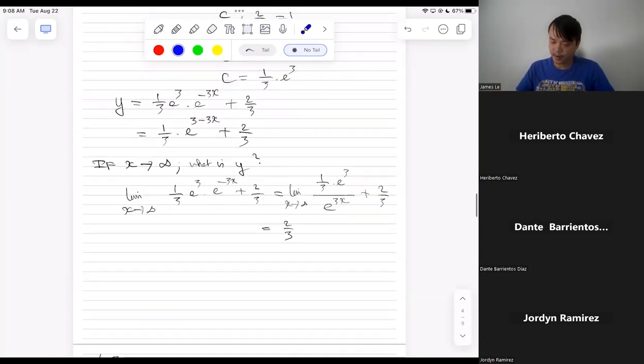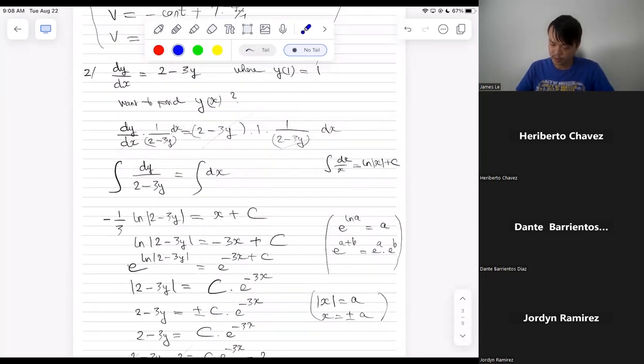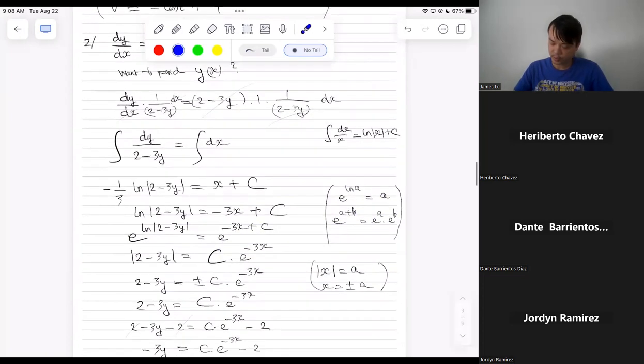Even for problem 2, right? If you don't know that e to the ln a equals a, or that e to the power a times e to the power b is just e to the power a plus b, how can you solve for it?